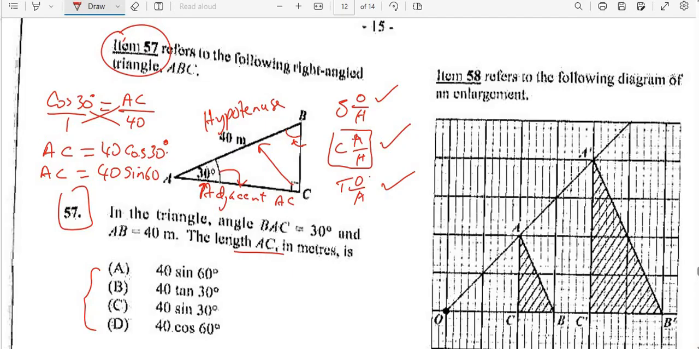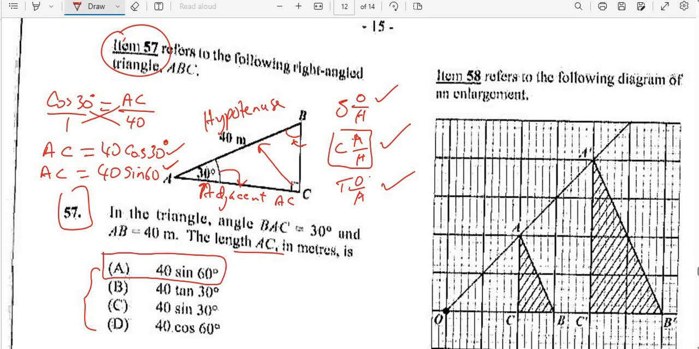40 cosine 30 is what we worked out, and that was correct to find the length of AC, but they did not use that option. We look at the angle that when we add it to 30 gives us 90. So we use 60 degrees. Okay? So the answer is going to be A.